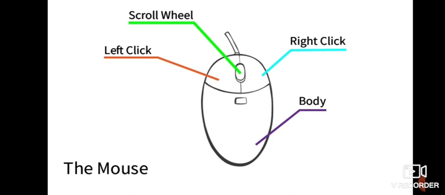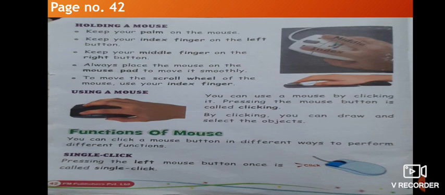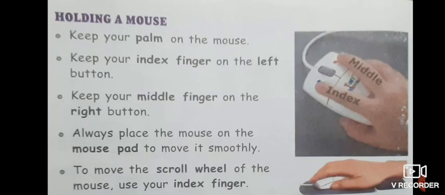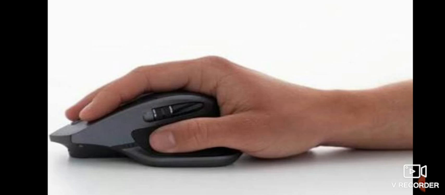Alright. Now next page number is 42. Holding a mouse. How to hold the mouse? Now check the points to know how you can hold the mouse. So first point is keep your palm on the mouse like this. Keep your palm on the mouse, as you can see in the picture.